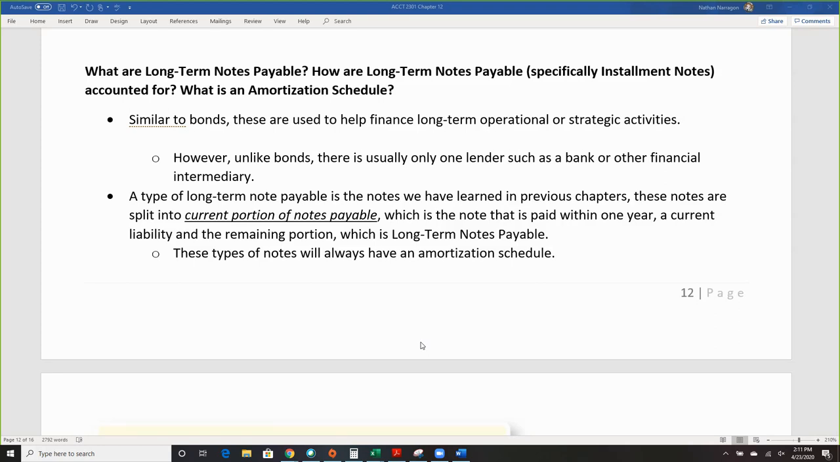If it's a loan that's more than a year, we do have to split it. We'll have something called current portion of notes payable. And this is basically what part of the note is payable within 1 year. So it's constantly changing. This allows us to tell investors, again, how much are we paying in the year? But the rest is still yet to come.